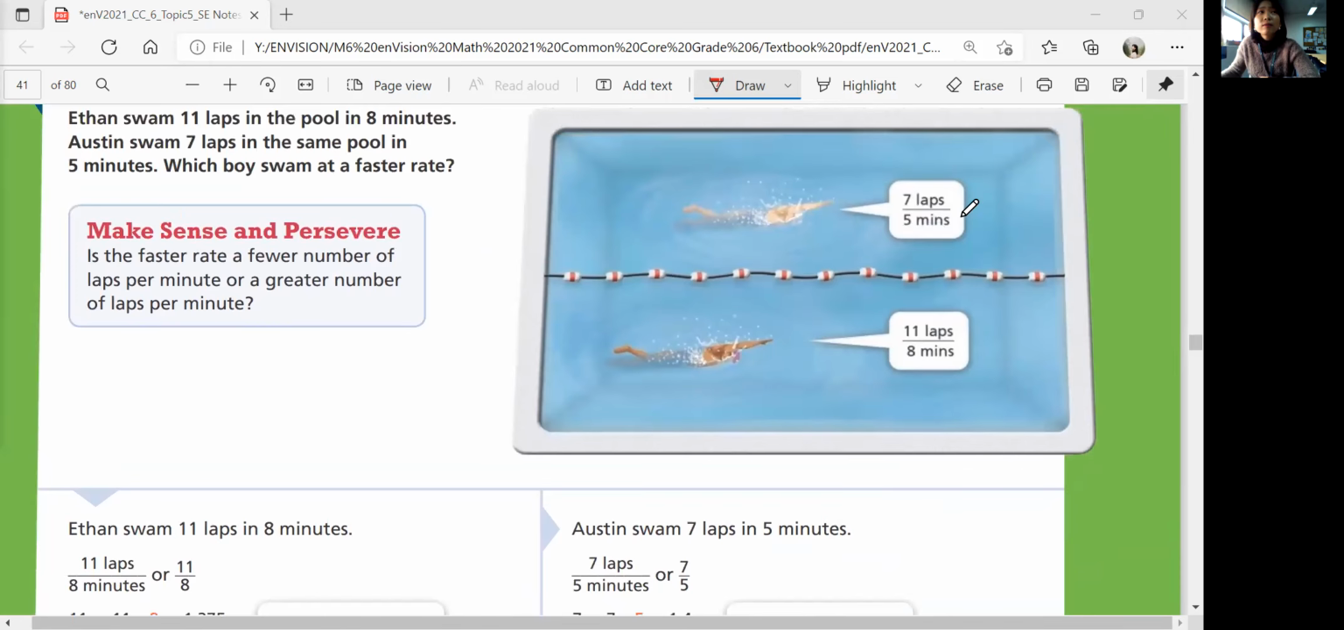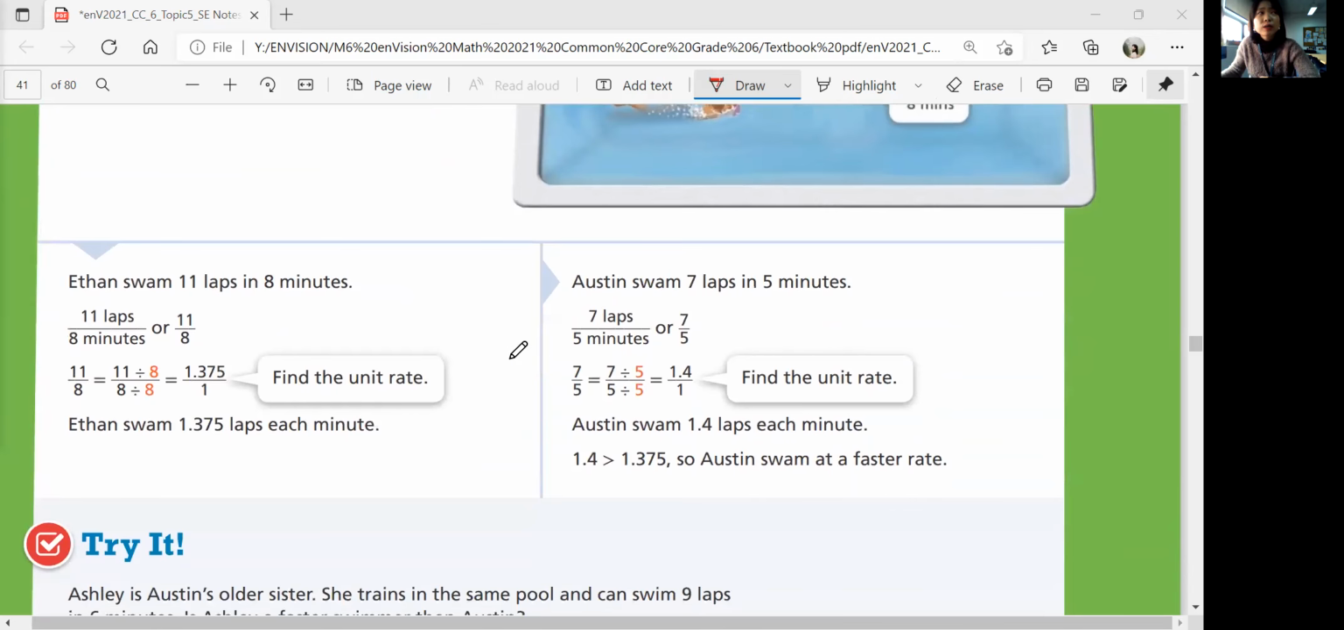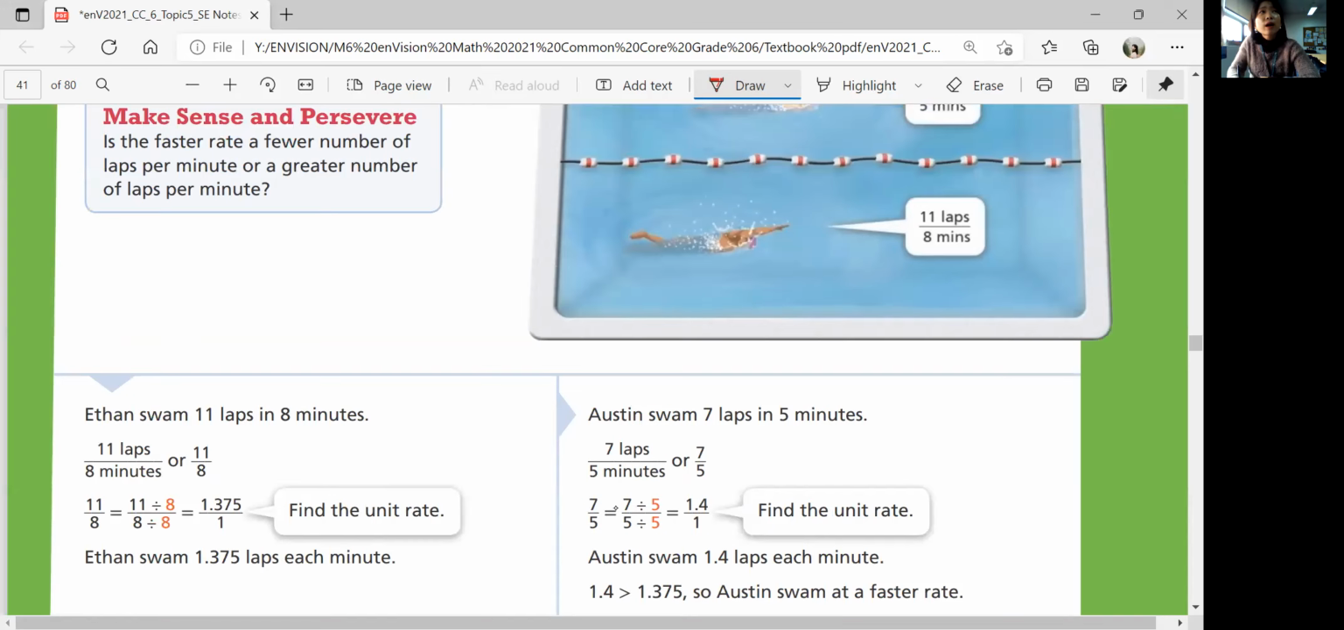So 7 over 5 and 11 over 8 are the fractions that we can compare. We're gonna find the unit rate for Ethan and Austin. Ethan swims 1.375 laps each minute, every minute. Austin swims 1.4 laps each minute. They're very close, but Austin swims a little bit more laps than Ethan. So Austin is the faster one.